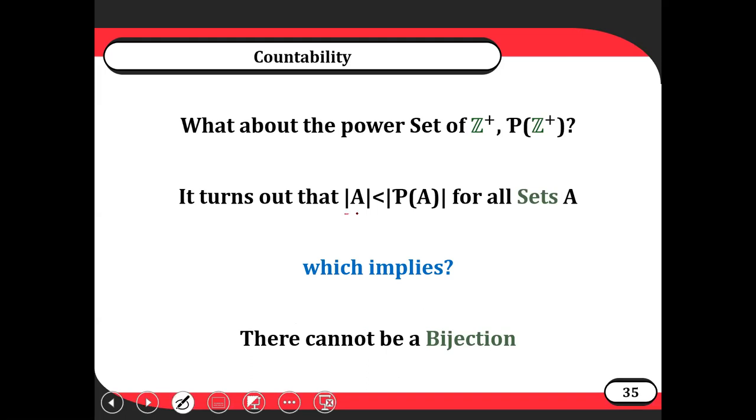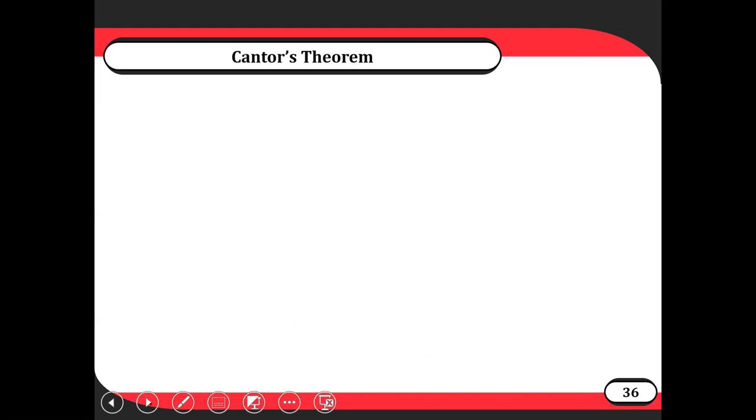Because it turns out that for any set A, the cardinality of that set is strictly less than the power set, even for infinite sets. And that implies there cannot be a bijection. So the power set of an infinite set is not countable. And so there is a little bit of a proof. We'll go through it. So we'll prove that.